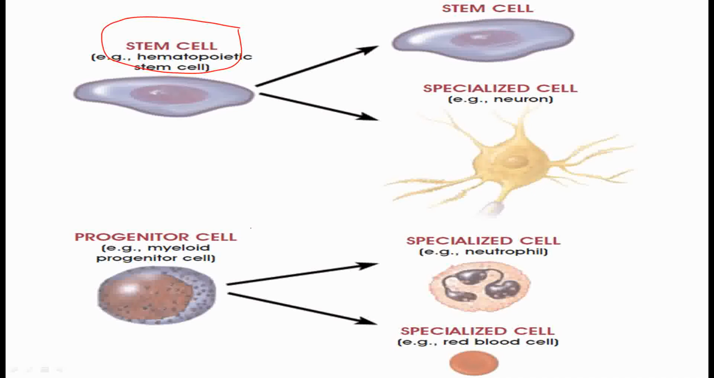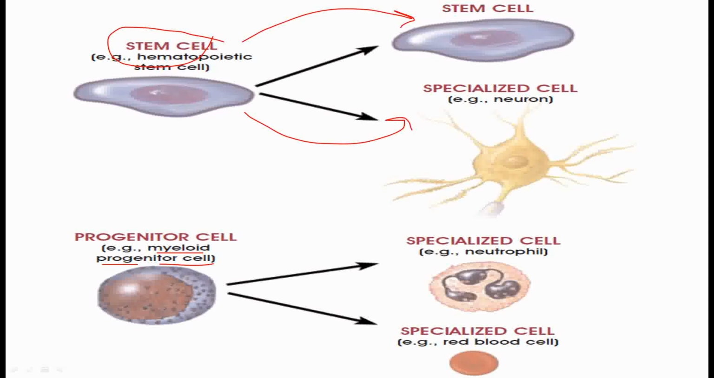But what if it is a progenitor cell? What is progenitor cell? Here we have taken an example of myeloid progenitor cell. When this progenitor cell divides, it gives rise to two cells. Although this stem cell was also giving rise to two kinds of cells, these two cells were different. One was a stem cell and another was a specialized cell.